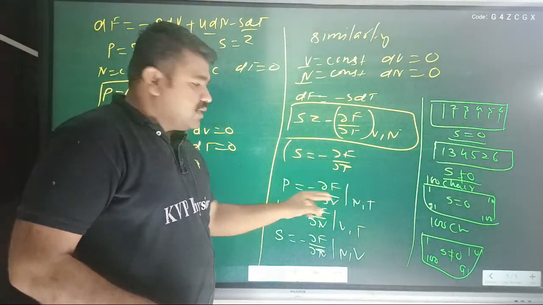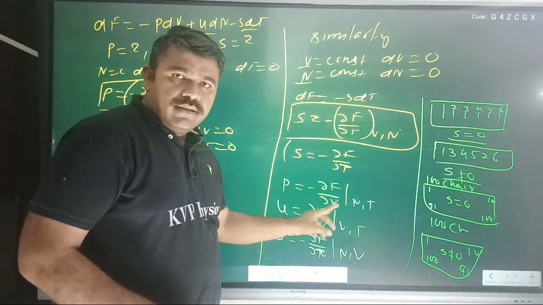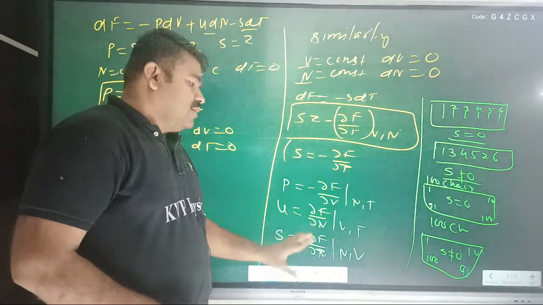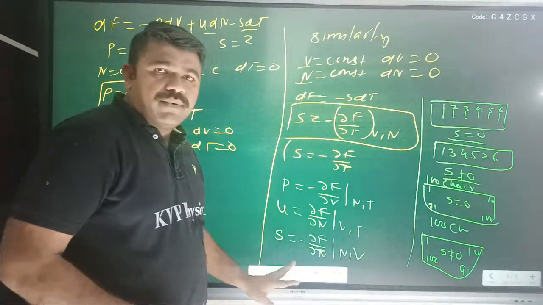This is the formula for finding the pressure when the Helmholtz free energy is given. We can find out the chemical potential when the Helmholtz free energy is given. We can find out the entropy. S is equal to minus ∂F/∂T.